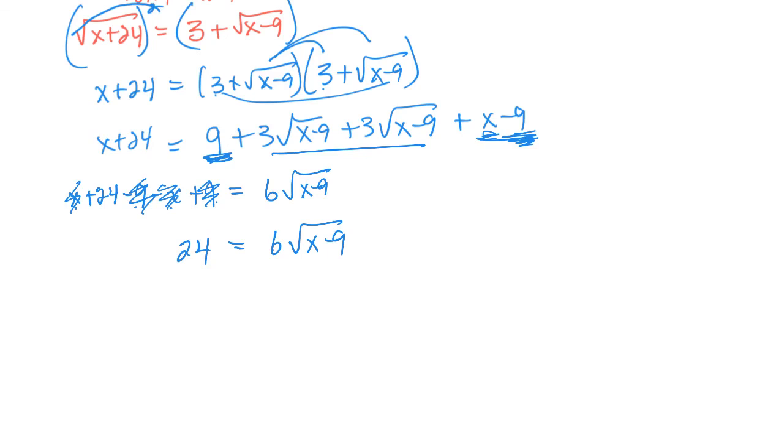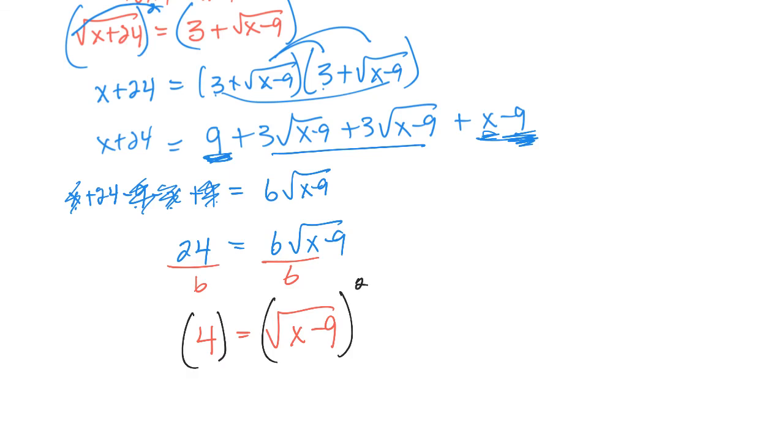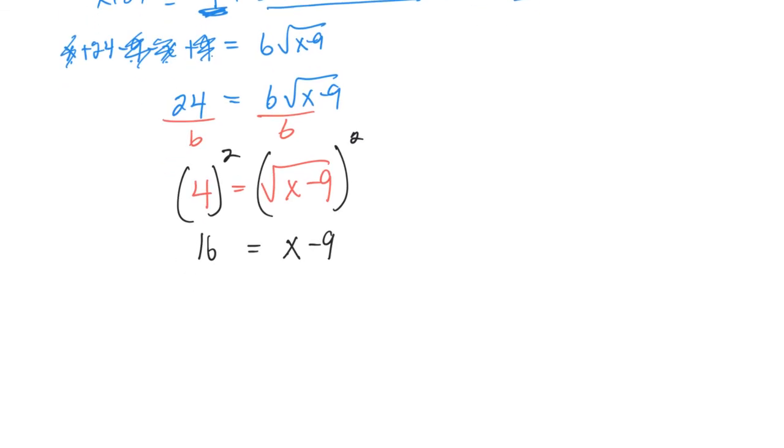Both sides are divisible by 6, so I'm going to do that. Divide both sides by 6. So I'll get 4 is equal to root x minus 9. And now I can do my principle of powers again. Square this side, square this side. So I have x minus 9 is equal to 16. And then, last step, add 9 on both sides. So I get x is equal to 25.